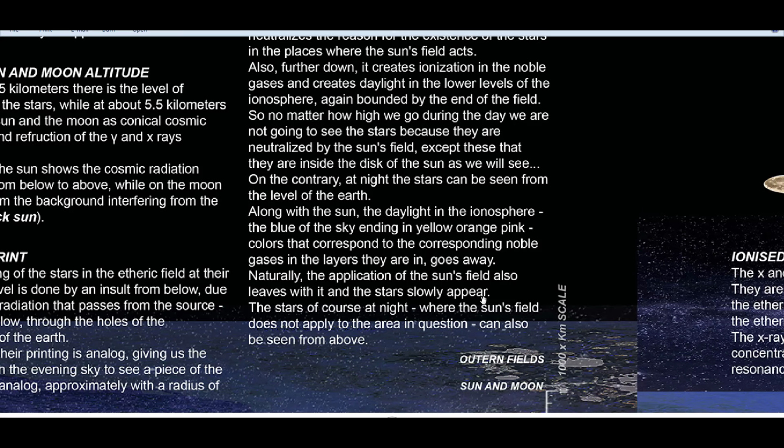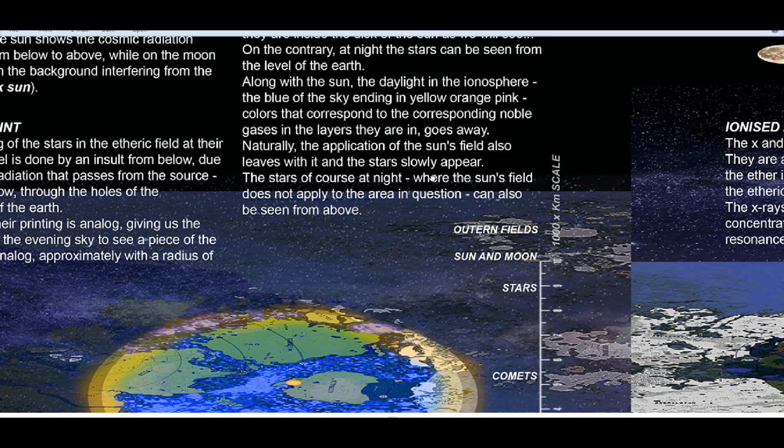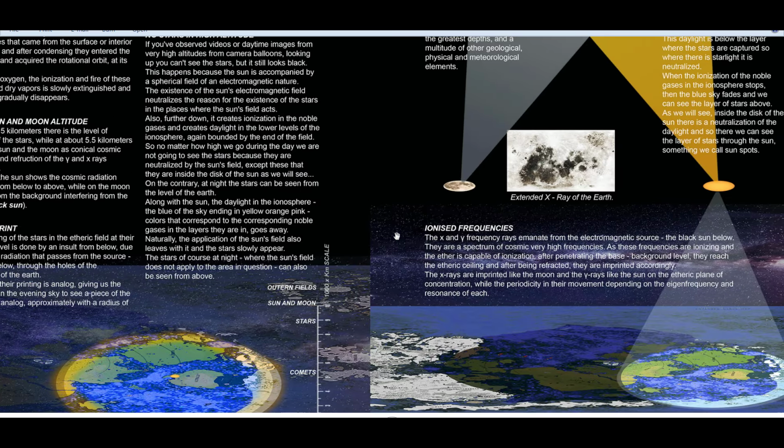So the sun goes away, it's called perspective, and it moves into the distance, and because of the light moving away, then you see the stars, which are always there, but you can't see them because of the light of the sun. The stars, of course, at night, where the sun's field does not apply to the area in question, can also be seen from above. And I hope that makes sense.